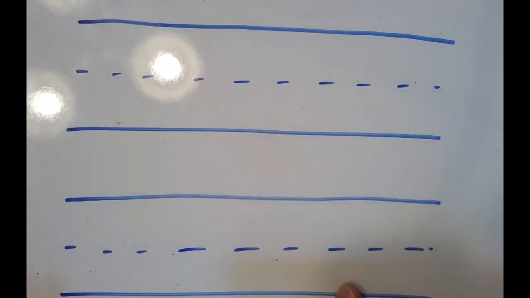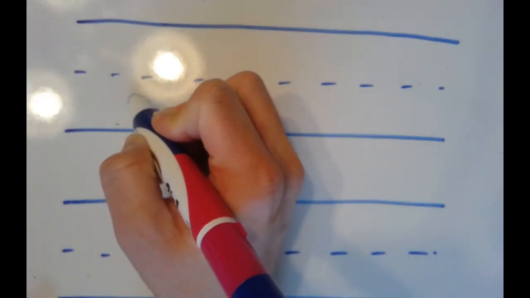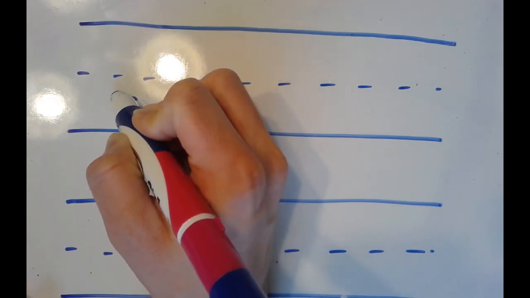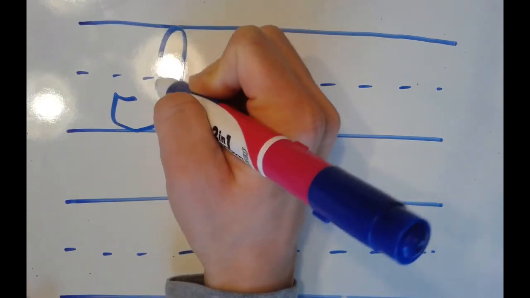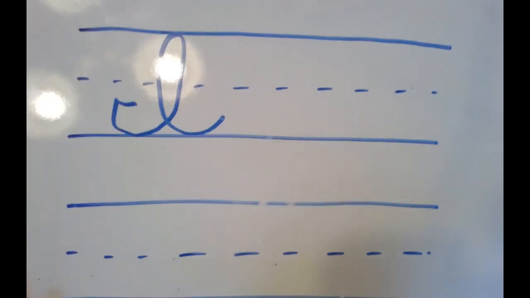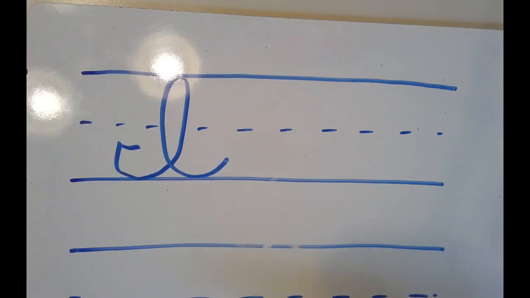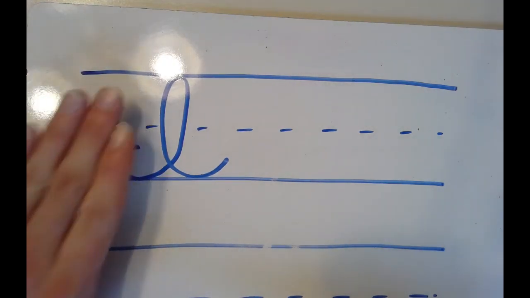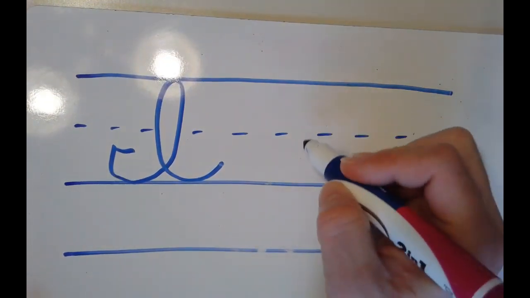Capital cursive I. You start in between the dotted line and the bottom line, so about right here. You're going to make a little hook. You're going to come all the way down to the bottom, slide up to the top, and loop around, and then stop at the bottom. Capital cursive I. It kind of looks like a lowercase L if you didn't have this hook there at first. But this is important with the capital cursive I, so that people know that it's an I.